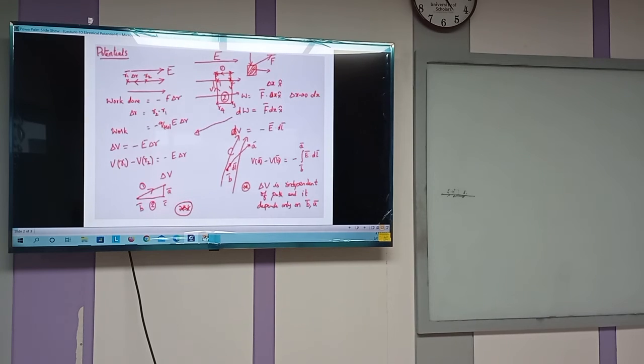For example, if I take one path from point B to point A, say I go straight up along the path, then the potential difference will be some del V. This del V is V A minus V B. So this is the potential difference that you are going to get if you follow path number 1, which is a straight line path from B to A.